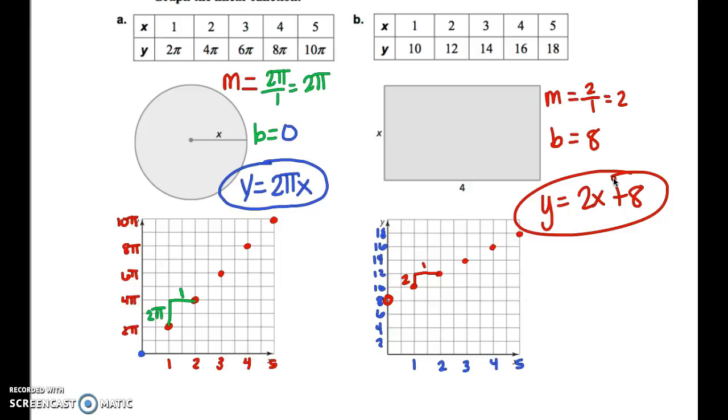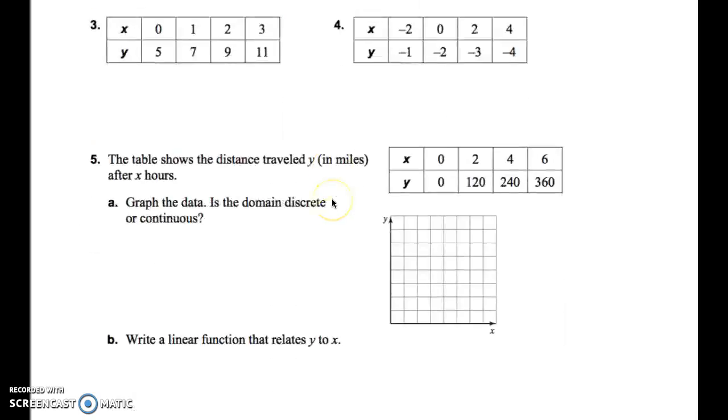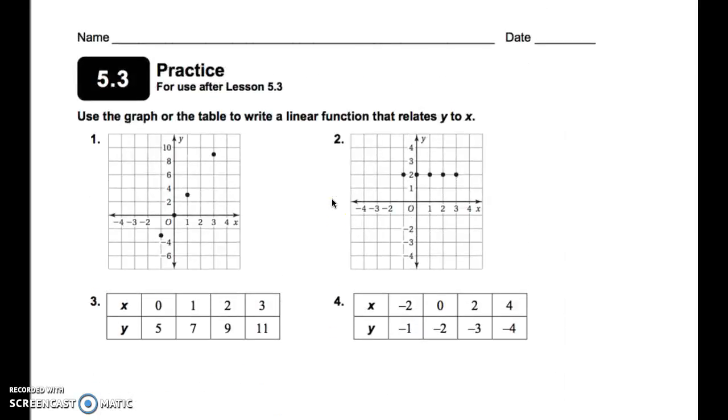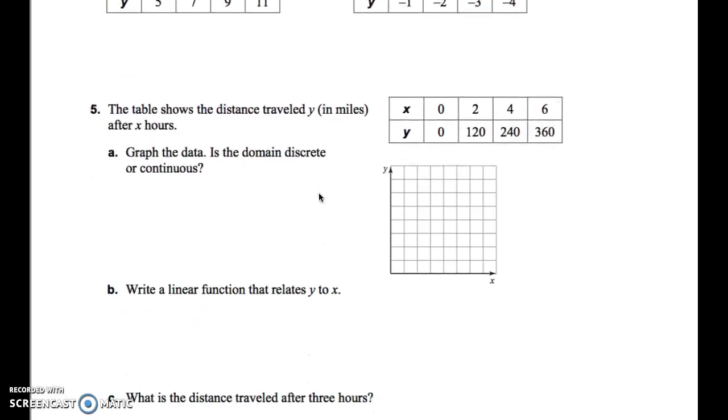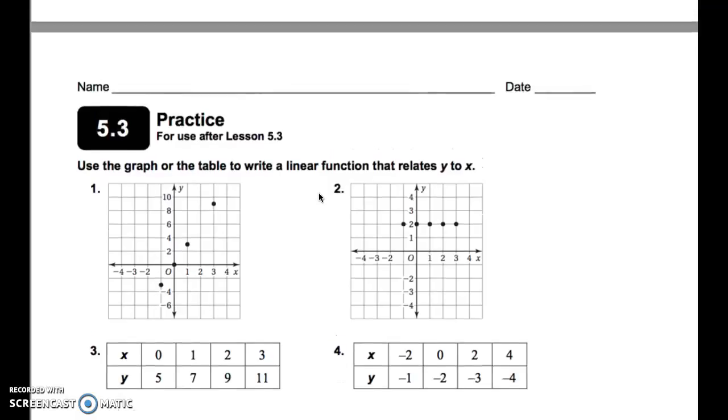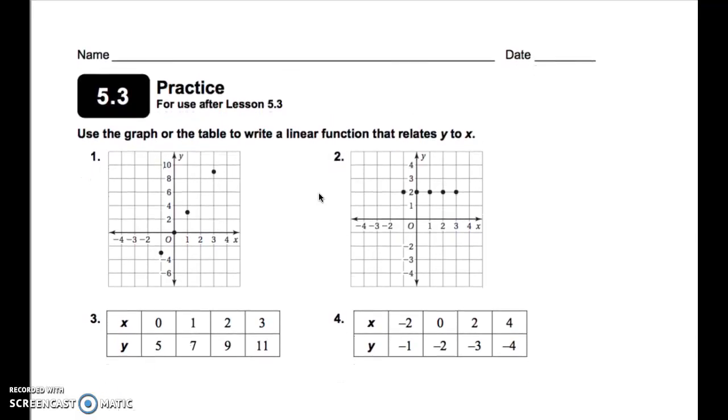Okay? Now, we are actually going to skip down right here. This is on page 118. It says 5.3 practice at the top. Okay, and I actually want you to work on this as your assignment for today. Okay, they're very similar to the ones that we just did for the graphs.